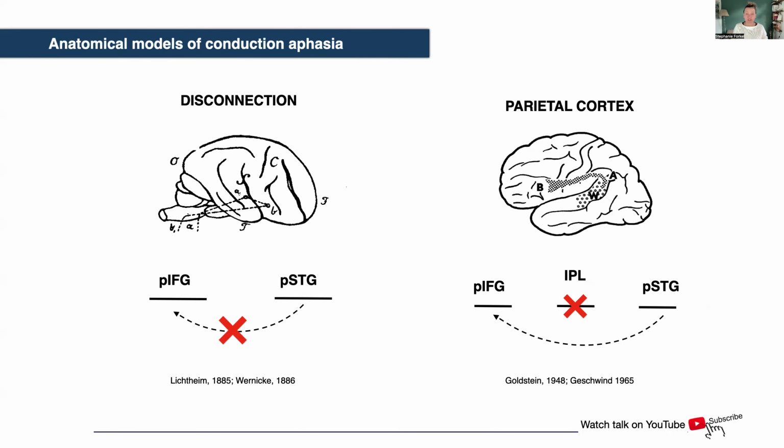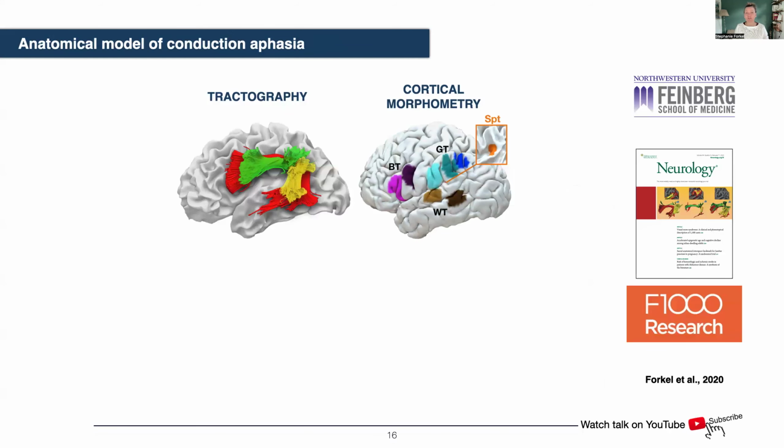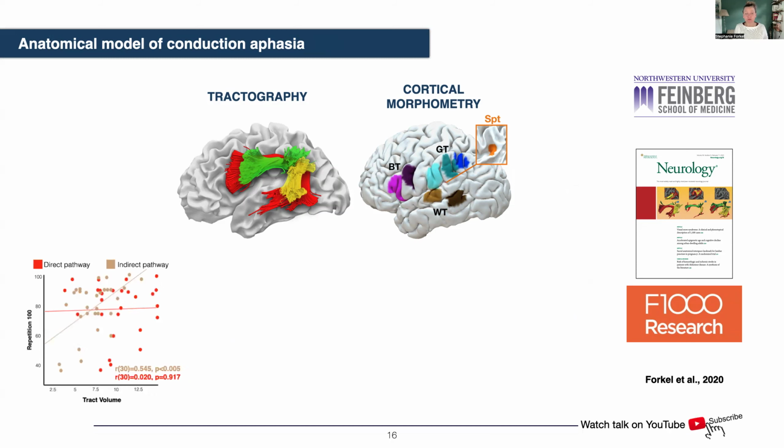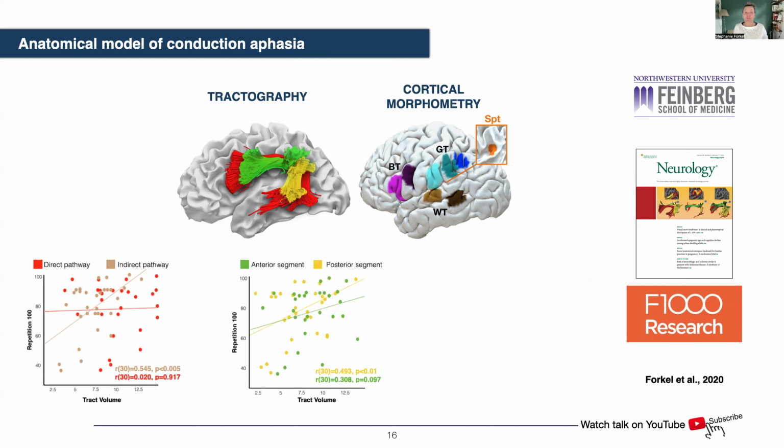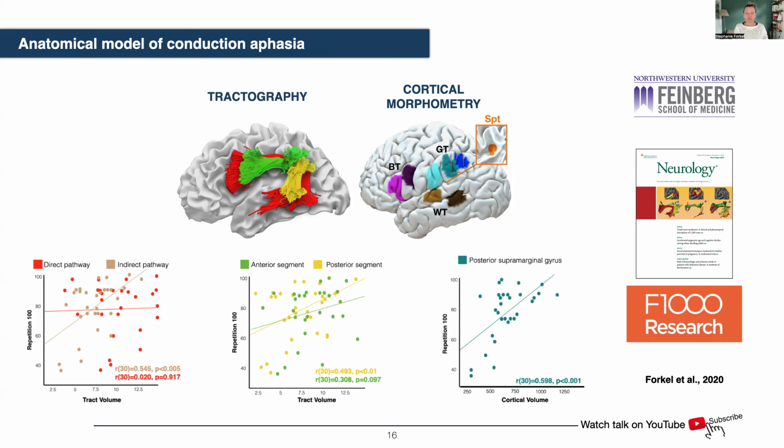Now, we wanted to investigate those two mechanisms and looked at patients with primary progressive aphasia and their reconstruction of the white matter and their cortical morphometry. And what we were able to show is that there's absolutely no correlation with the long segment of the arcuate fasciculus, but indeed we found a correlation with the indirect segments that relay in the inferior parietal lobe. Looking at the cortical areas, the only region that survived multiple comparison correction was the posterior supramarginal gyrus.